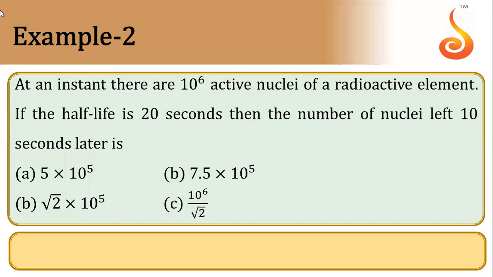Okay, this is example number 2. It is given that there are 10 raised to power 6 active nuclei of a radioactive element. Half life is given as 20 seconds. They are asking how many nuclei will be left 10 seconds later. So in 10 seconds, how many half lives will there be? If half-life is 20 seconds, in 10 seconds, we can say only 0.5 half-life will be there.